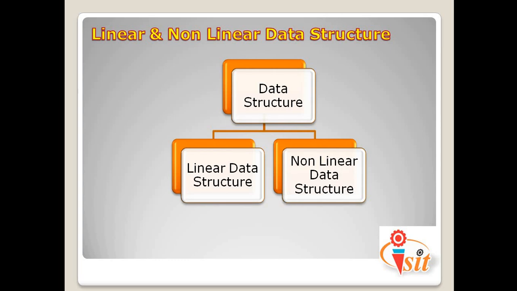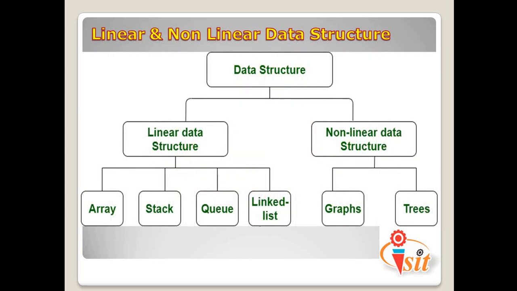Now we need to discuss the linear and non-linear data structures. So the data structures are bifurcated into linear data structures as well as non-linear data structures. Basically, in a linear data structure, elements are arranged in a linear fashion, or what we call a one-dimensional fashion. All one-to-one relations can be handled by linear data structures. The examples are array, stack, queue, and linked list.